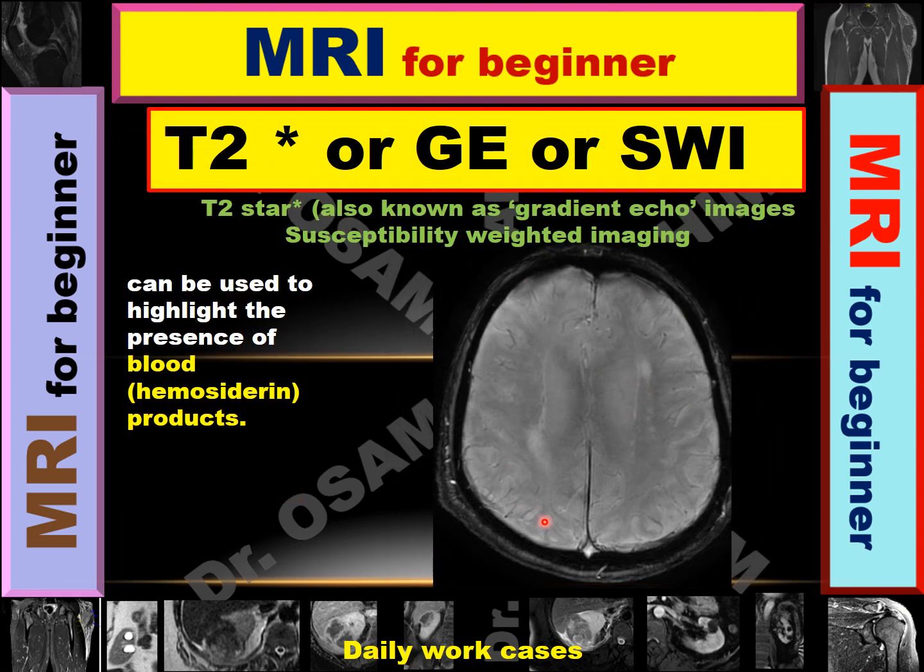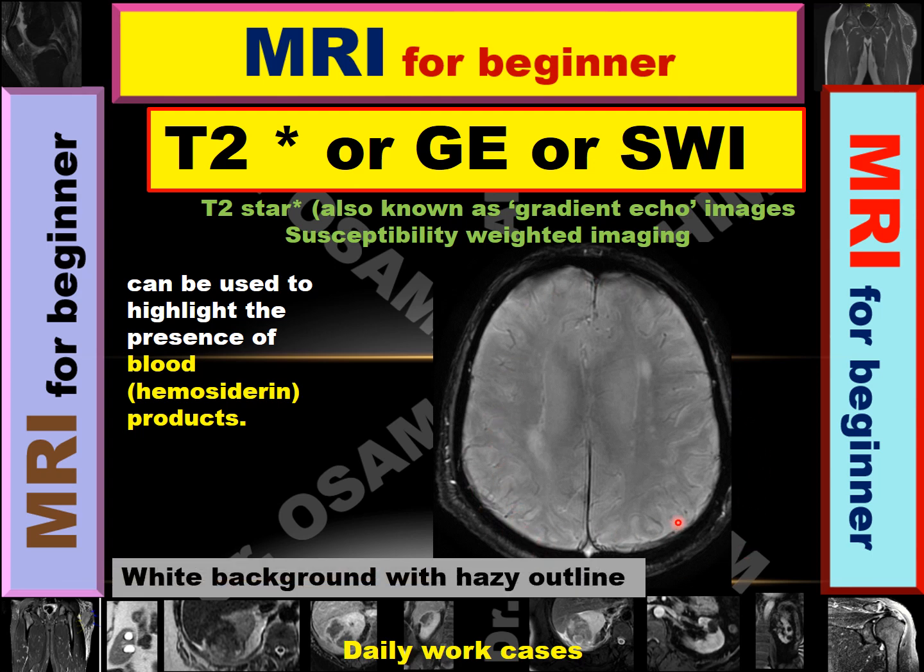Again, this is the T2 star or GRE, susceptibility weighted image. It can be used to highlight the presence of blood hemosiderin products, which appear as black dots within this white background. White background with hazy outlines represents T2 star. This sequence is used for detection of hemosiderin, which appears as a black dot within this white background.